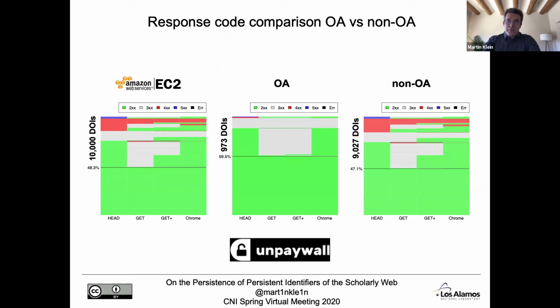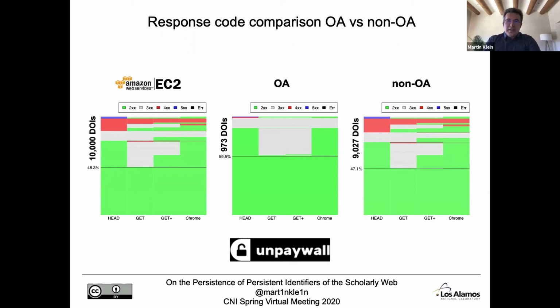First of all, the fraction of DOIs that return 200 level responses across the board is higher for open access content, slightly, but still higher. There is still this oddity of simple GET requests, and actually enhanced GET requests as well, that they get stuck, it seems, with 300 level responses for open access content.